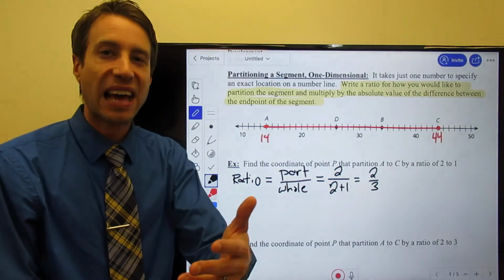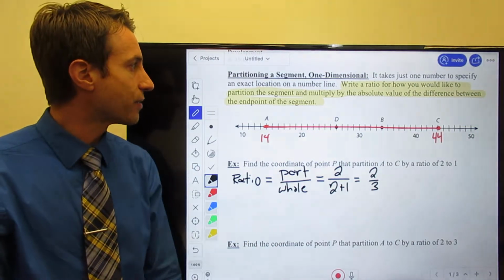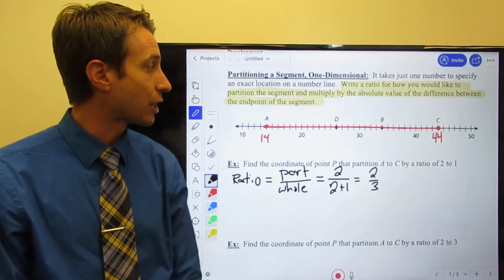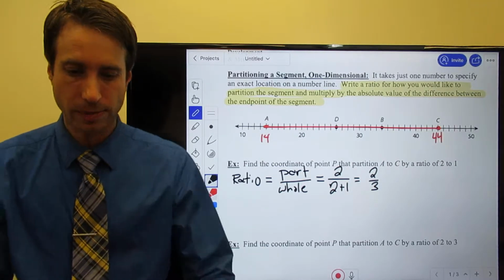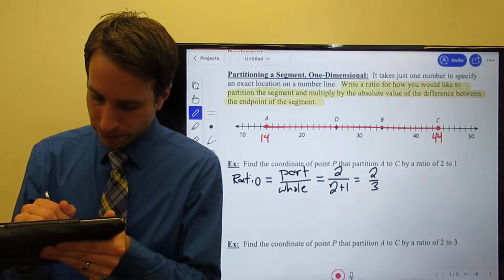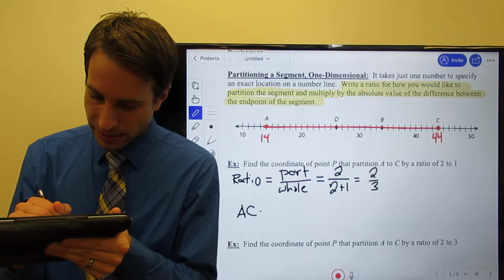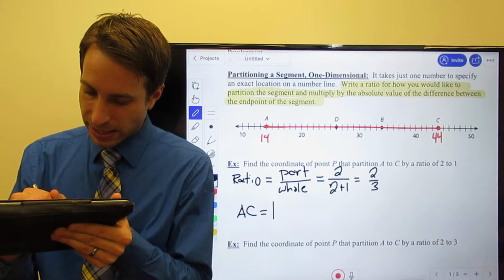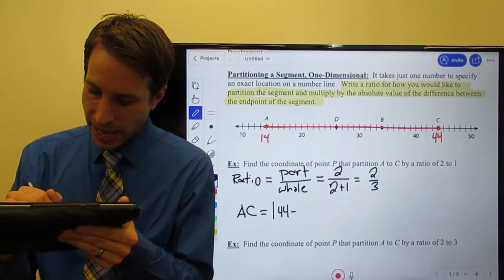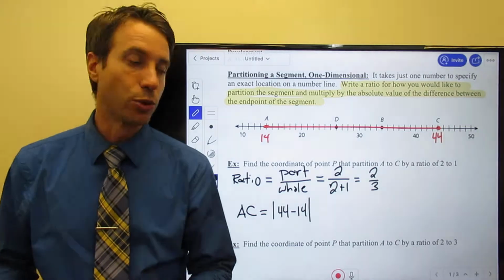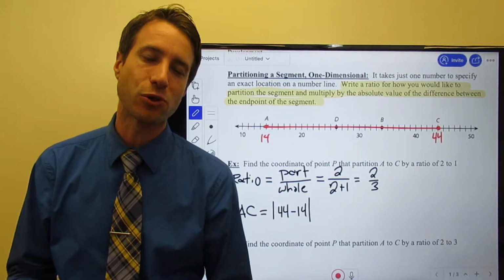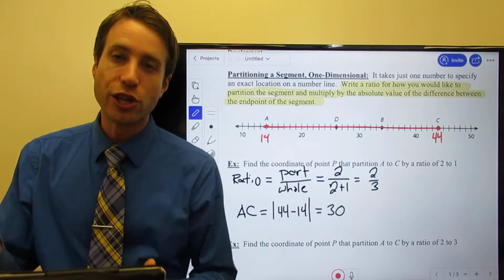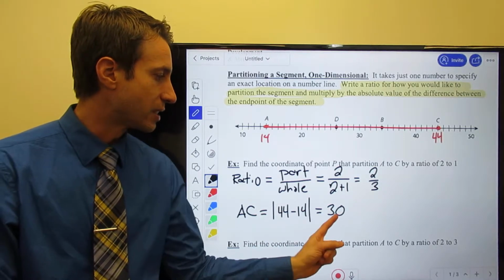Okay, well now, how do I do that? Well, that's where the rest of it comes in then. We will do that by multiplying the ratio by the absolute value of the difference between the endpoints. Okay, here we go. My endpoints are A and C. So we'll take the absolute value of their distance. C is 44. A is 14. So we'll do 44 minus 14, take the absolute value just in case that number winds up being negative. In this case it doesn't. You wind up with 30. 44 minus 14 is 30.